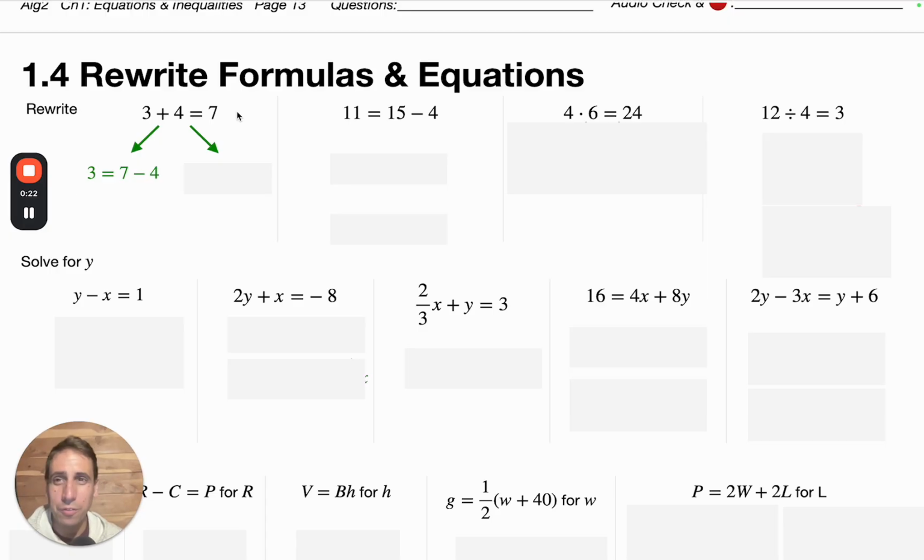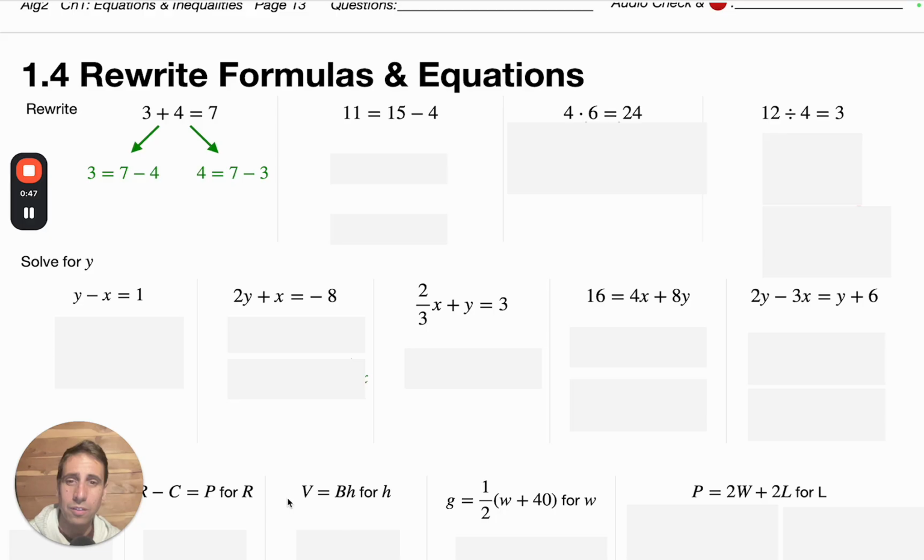We could subtract 4 from both sides, and we'd still get a true equation, like 3 plus 4 is 7, and then also 3 is equal to 7 minus 4. This is a true equation. We got there by undoing the addition and subtracting 4 from both sides. We could also subtract 3 from both sides. 4 is also equal to 7 minus 3. So when we say rewrite equations, this is what we're going to be doing.